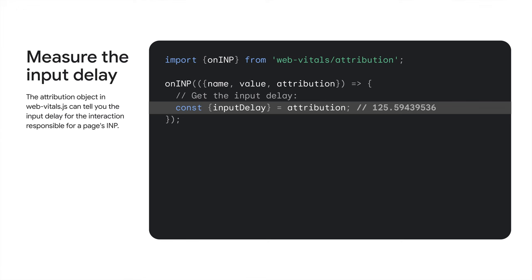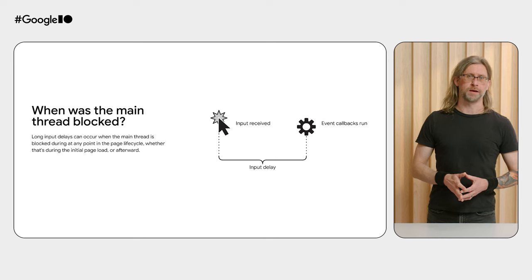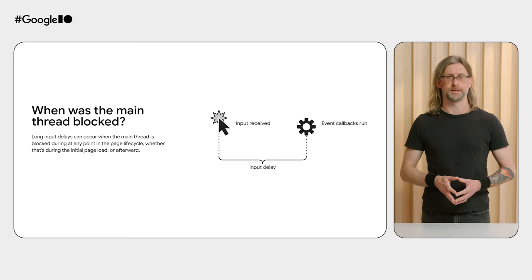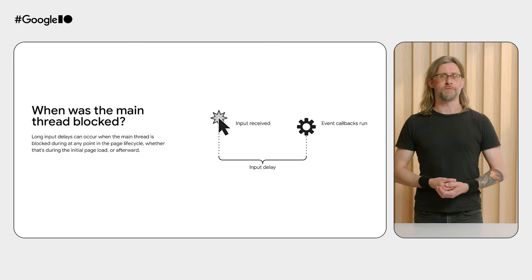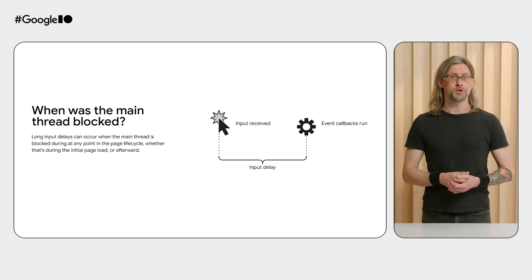While this number itself is useful, the next question is, what else was going on the page that caused the long input delay? Long input delays can commonly occur as a page is loading, when the main thread is often busiest. They can also occur after the page is loaded, if scripts continue to run lots of tasks. It can be complicated, but attribution from LoAF can make this an easier question to answer.